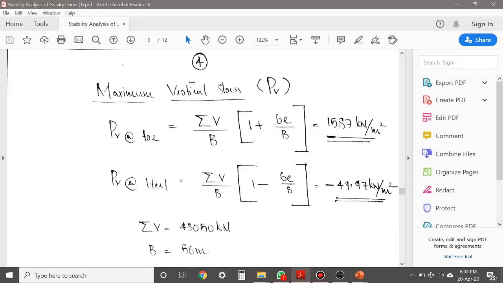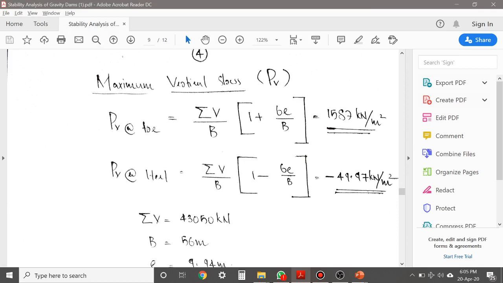Moving to the next calculation, that is maximum vertical stress. The maximum vertical stress can be calculated at 2 points, that is toe and heel. So this is the equation for finding maximum vertical stress at toe and heel. This is the same equation that you studied in your third semester mechanics of solids, the principal stress equation. For toe the equation should be positive, and for heel the equation should be negative. That is the only difference.